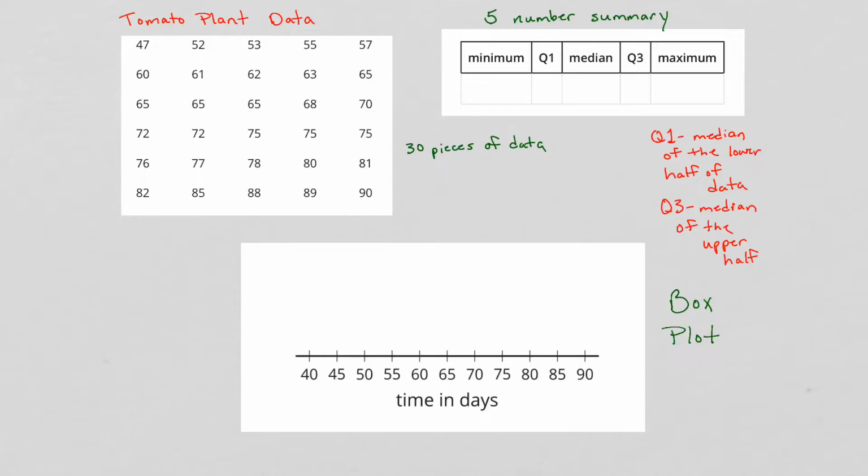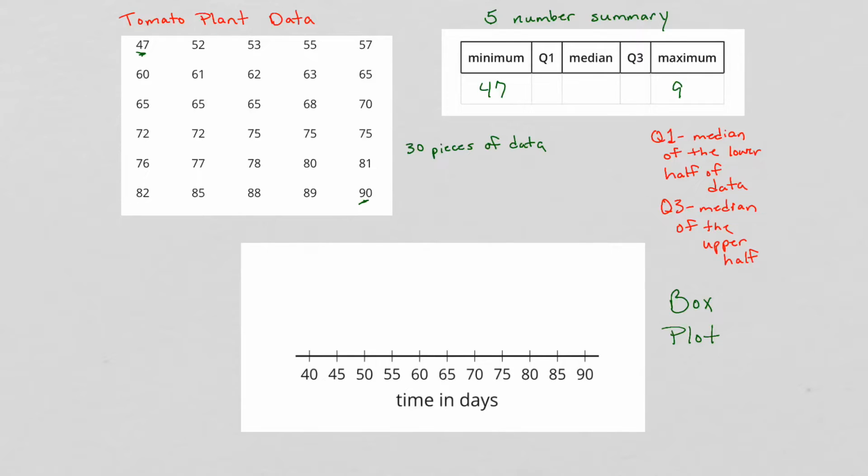So what we need to make a box plot is what we call the 5-number summary. The minimum, Q1, which we call the first quartile, the median, the third quartile, and the maximum. And I'm going to show you how to get those. Now, you already know how to find a minimum. The minimum here in this data is 47. It means the smallest number. Okay? The maximum is the biggest number.